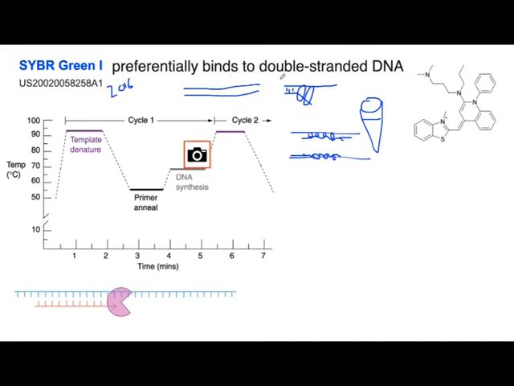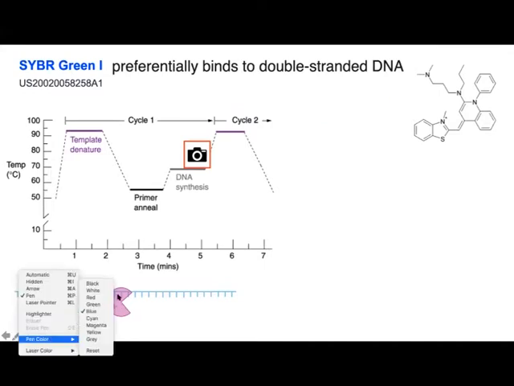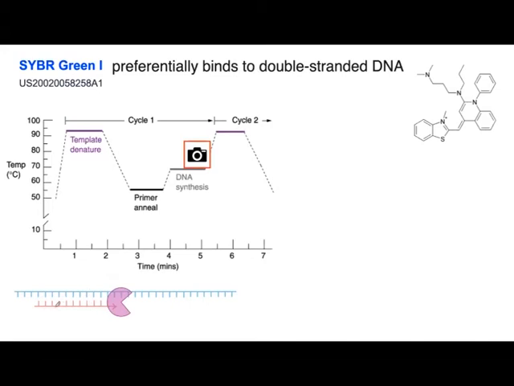So that's why it preferentially binds to double strand DNA. So if you have, this is my DNA. Let me just change the color of my pen. Let's see, this is my DNA and this is my primer and this is the Taq polymerase. So during the synthesis, when you form a double strand molecule, the SYBR Green starts to bind in between these bases.